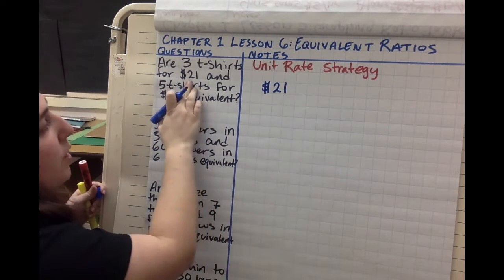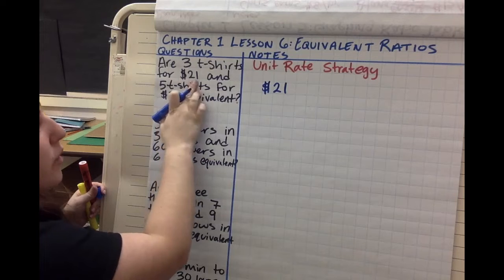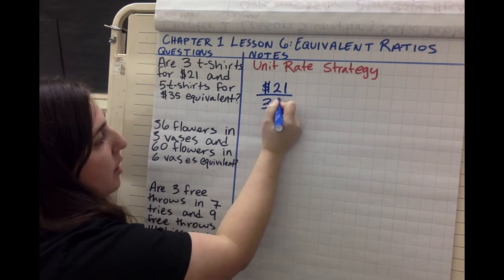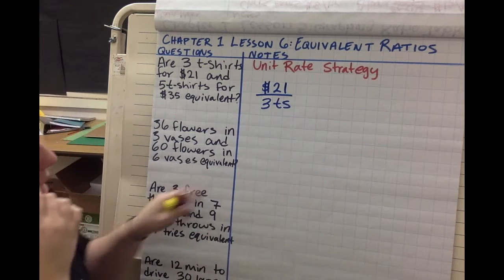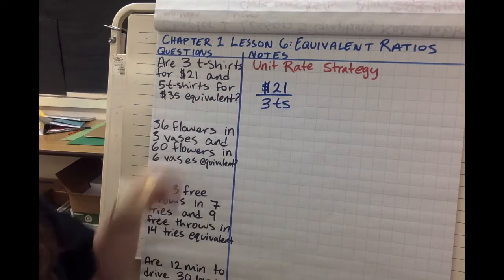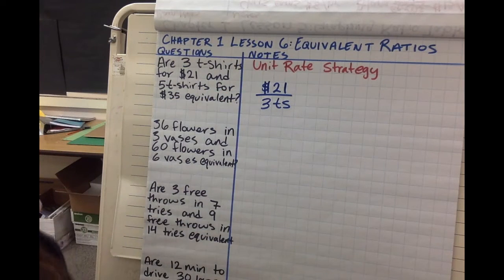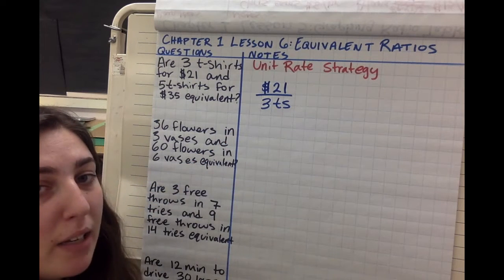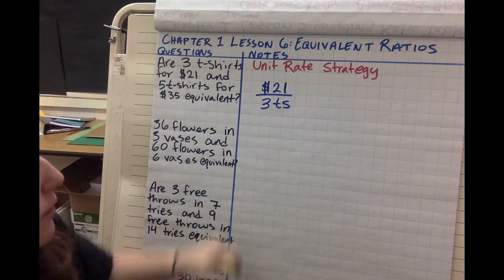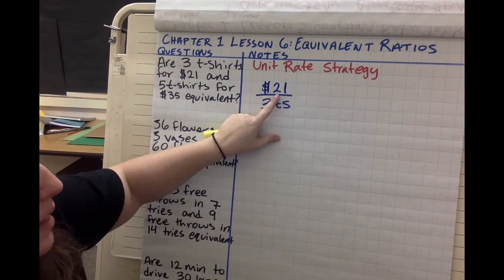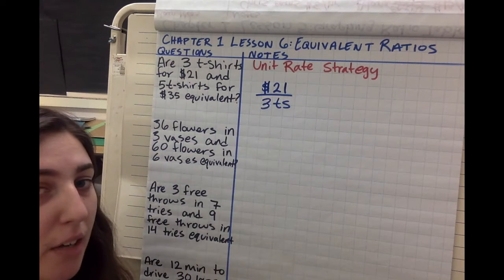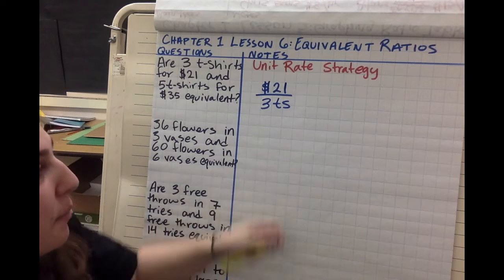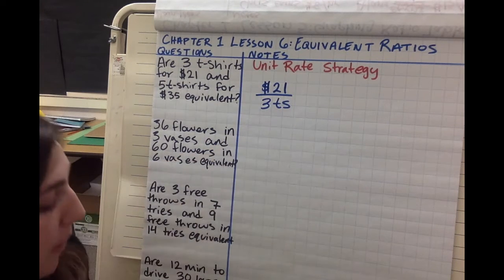Okay, so $21, 3 t-shirts for $21. So there's my $21, and I'm going to put 3 TS. TS stands for t-shirts. Okay. Now I'm going to find the unit rate of this. Remember, when we're finding the unit rate, we are dividing the bottom and the top by the denominator. Okay, so our denominator is 3, so I'm going to divide bottom and top by 3.